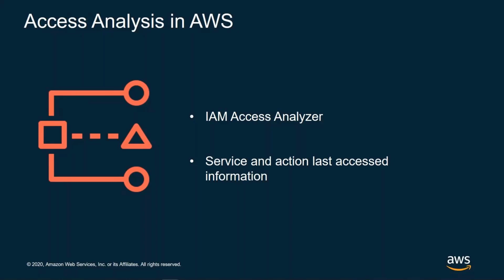Next, IAM last accessed information reports the last time an IAM user or role used any service or an S3 action. This helps you identify what permissions have not been used recently and reduce those permissions confidently. Next, Andrea will explain these features in detail and show you how you can recognize broad access.